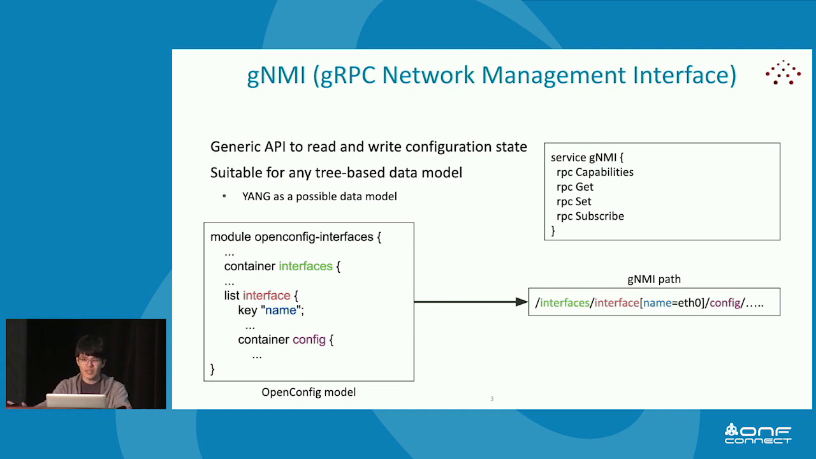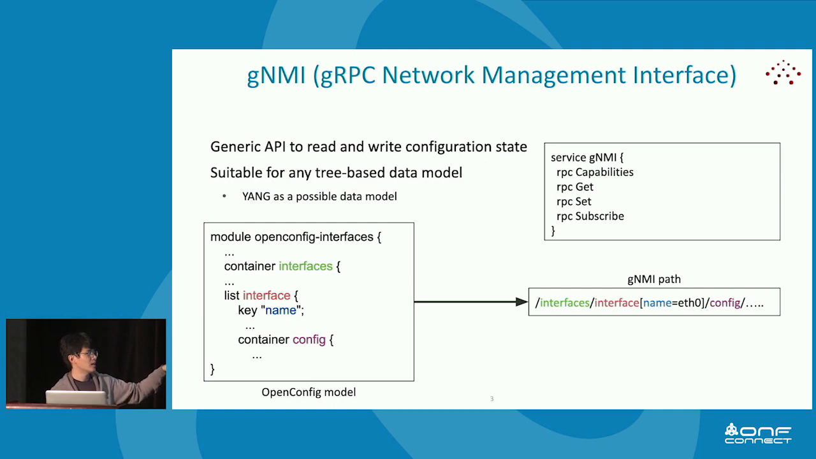So first is gNMI. gNMI is a generic API to read and write the configuration or state of your device. It's suitable for any tree-based data model, so it's not bound to any model. Stratum uses OpenConfig and a set of OpenConfig models, but you can use any models. You can define your own models for devices if you use gNMI. gNMI provides very simple RPC capabilities: get, set, and subscribe.